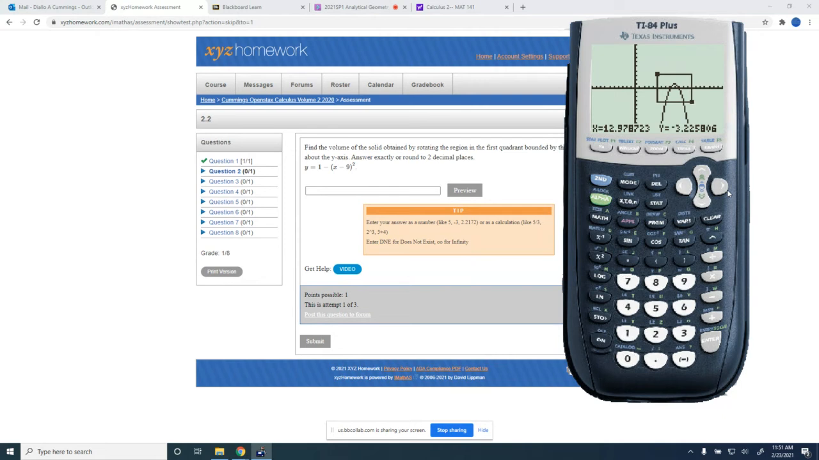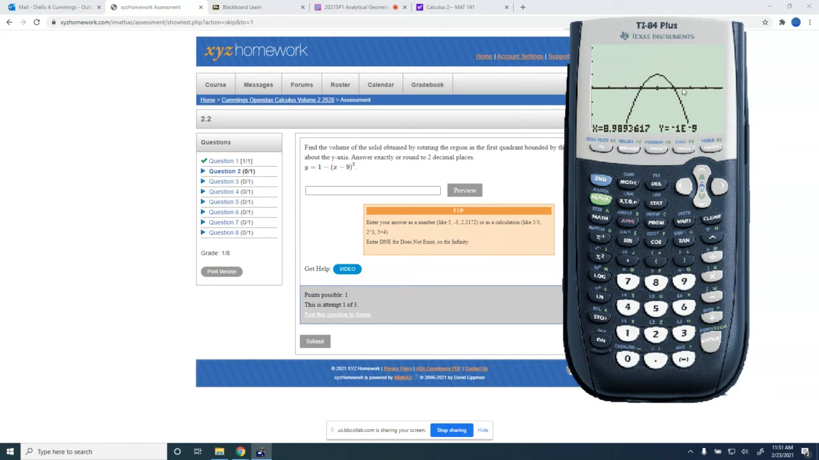So here's what Zoom Box does. Anything inside of the box, it's going to zoom in on it. So if I hit enter, notice that it just zooms in on the graph. So you may or may not have to zoom in on your graph.